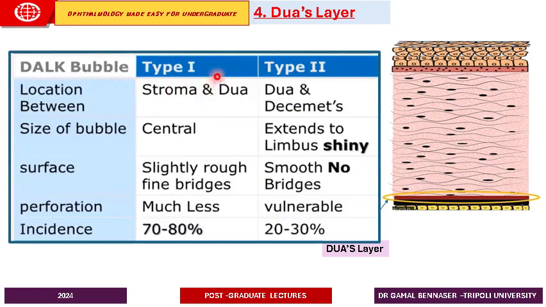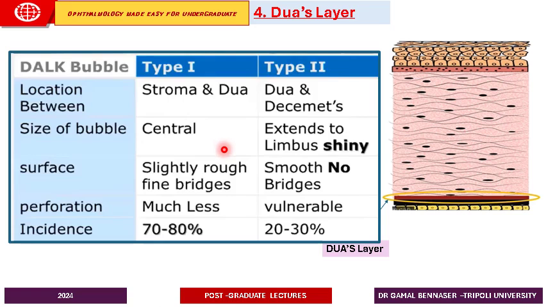So we can classify the bubbles as type 1 and type 2 based on the level of the bubble. If the bubble lies between the Dua's layer and the stroma, this is called type 1. And if it lies between the Dua's layer and the Descemet's membrane, this is called type 2. Now, most doctors prefer type 1, the bubble that lies between the Dua's layer and the stroma, as it is usually confined to the central part of the cornea, and the risk of perforation of the Dua's layer is less, as it is very tough and tight.